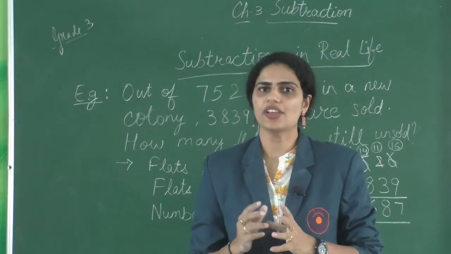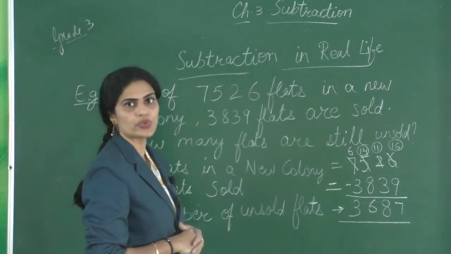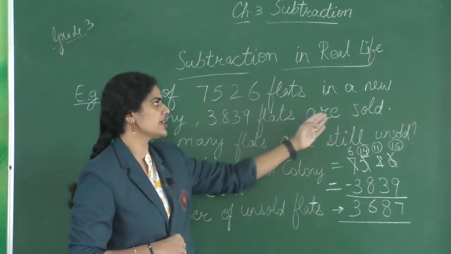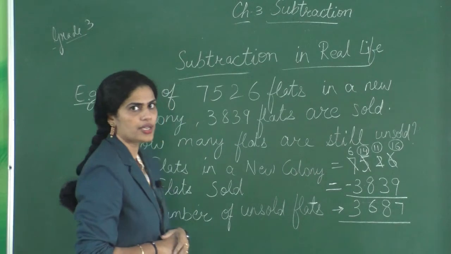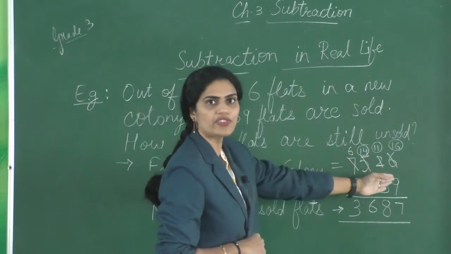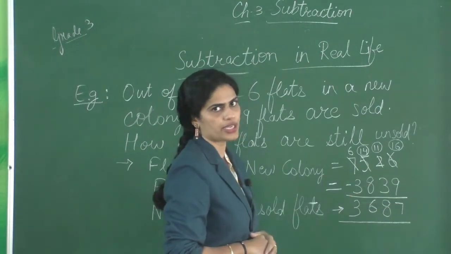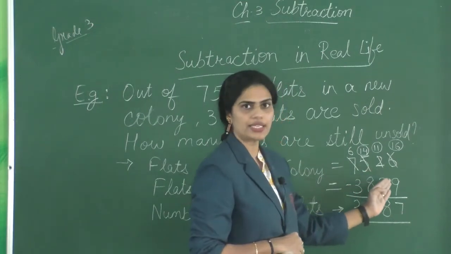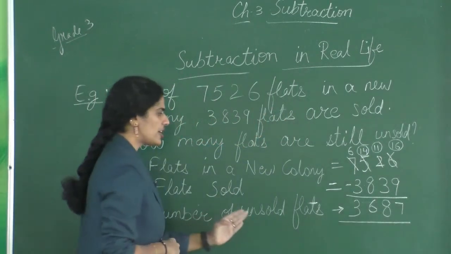Let's see subtraction in real life. Example, out of 7,526 flats in a new colony, 3,839 flats are sold. How many flats are still unsold? Statements. Flats in a new colony is 7,526. Flats sold 3,839. When subtracted, 7,526 minus 3,839 gives 3,687. So the number of unsold flats is 3,687.